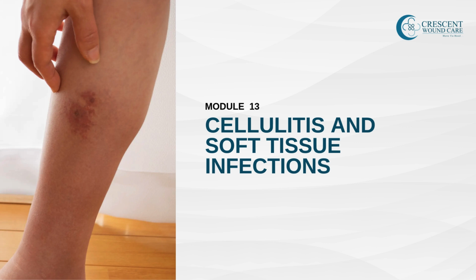While wounds themselves pose serious challenges, the infections that can follow are often more dangerous. Cellulitis and related soft tissue infections can progress rapidly, impacting not just the skin, but deeper tissues, lymphatic circulation, and even leading to life-threatening complications like sepsis. As frontline caregivers, your role in identifying, treating, and escalating these conditions early is absolutely vital. So let's begin our exploration into these potentially serious but manageable complications.